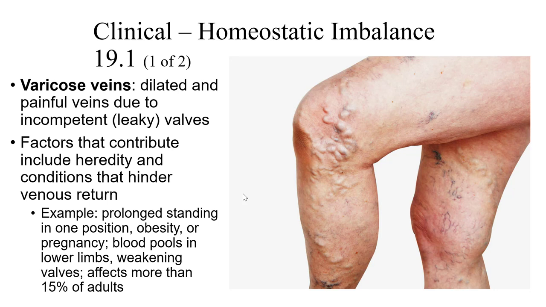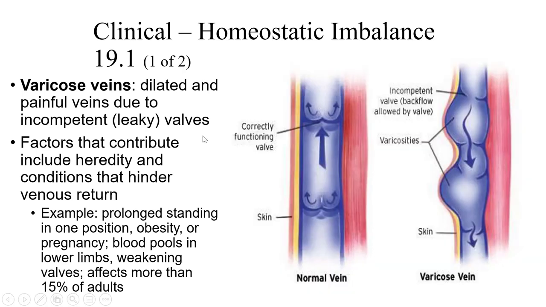Factors that contribute mainly would be hereditary and conditions that would hinder venous return. Examples of this would be prolonged standing in one position, and obesity or pregnancy. Blood pools in the lower limbs, weakening the valves, and after that the valves would not be working properly anymore. So right here, you have a comparison between a normal vein with normal valves, and a vein where the valves are not working anymore.